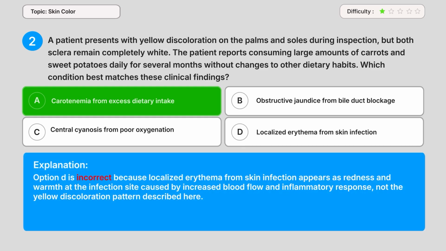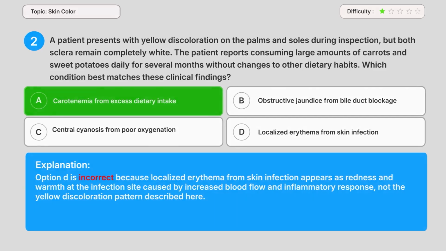Option D is incorrect because localised erythema from skin infection appears as redness and warmth at the infection site caused by increased blood flow and inflammatory response, not the yellow discoloration pattern described here.